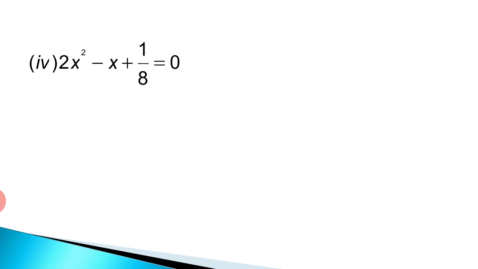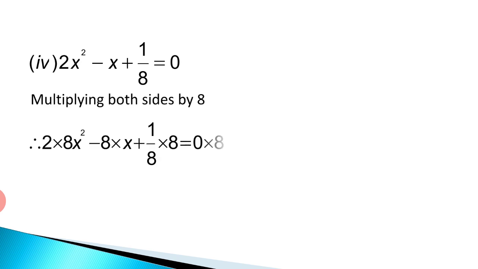2x square minus x plus 1 by 8 is equal to 0. Now here the constant term is a rational number. So first we will multiply both sides by 8 to simplify it. So we will get 2 into 8x square minus 8 into x plus 1 upon 8 into 8 is equal to 0 upon 8. After simplifying we get 16x square minus 8x plus 1. 1 by 8 into 8 will be 1, and 0 into 8 will be 0.